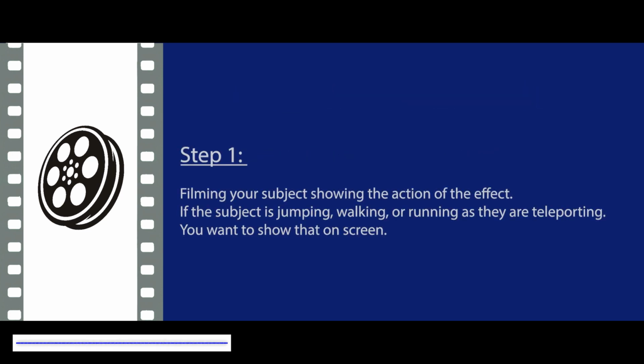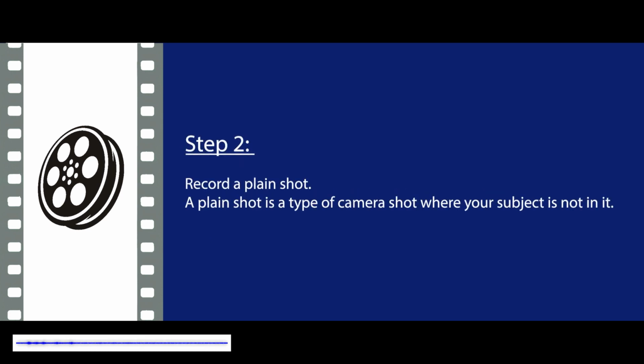Step 1. Filming your subject showing the action effect. If the subject is jumping, walking, or running as they're teleporting, you want to show that on screen. The second step is to record a plane shot. A plane shot is a type of camera shot where your subject's not in it.